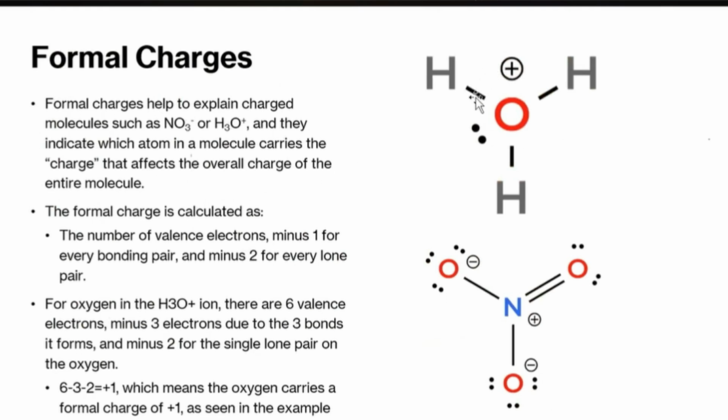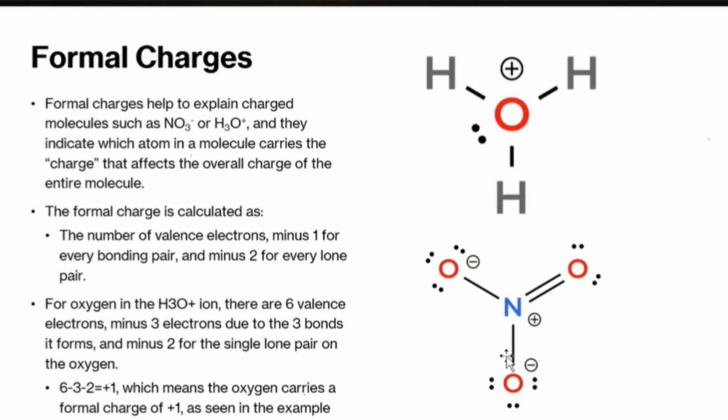Now for a bonding pair, there will of course be 1 electron contributed from the first atom and 1 electron contributed from the second atom. Double bonds have 4 electrons and triple bonds have 6 electrons. But you can just think of double bonds right here, for now, as 2 single bonds in the sense of formal charges. So for example, in this hydronium ion, oxygen has 6 valence electrons. And you can see it has 3 bonding pairs, to the hydrogens right here. And it also has 1 lone pair. So 6 minus 3 minus 2 is of course plus 1, which means that the oxygen carries a formal charge of plus 1, as seen in this example.